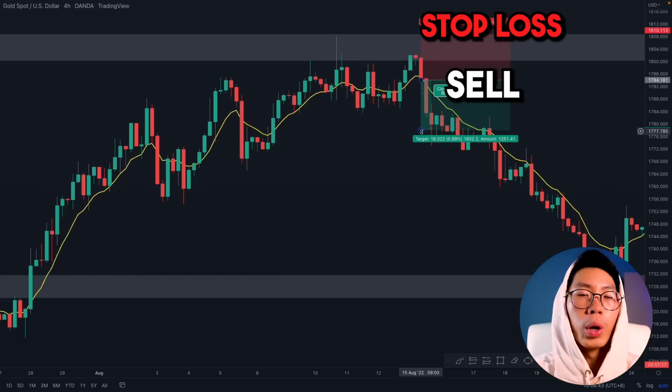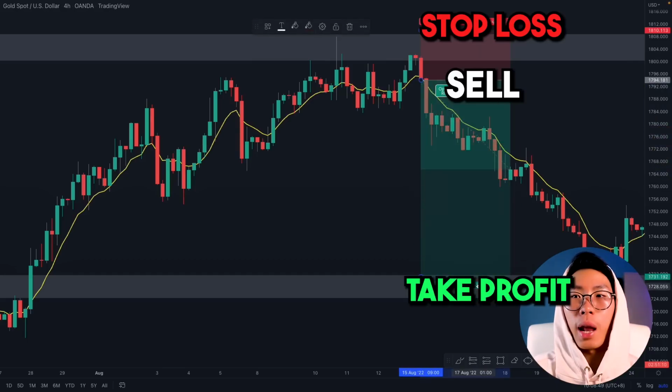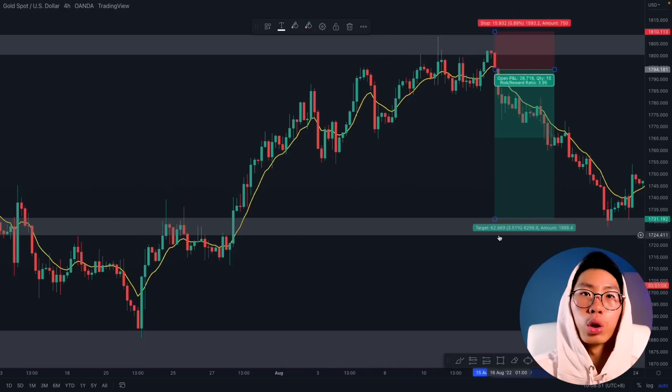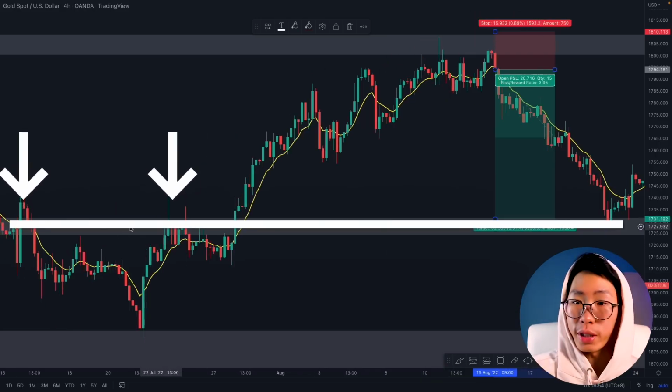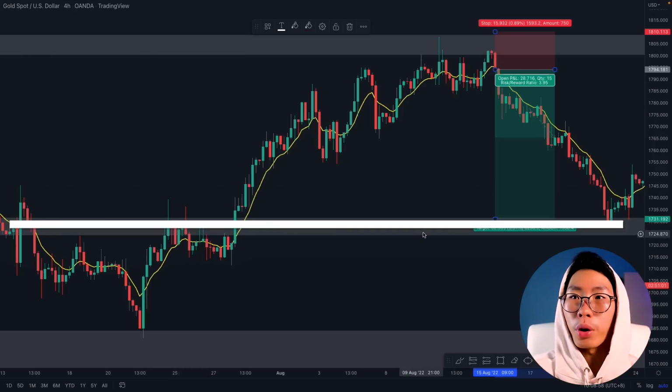And if you guys know me, you will know that I place my take profit at the next key level. So the next key level is all the way down here. The reason I marked this up as a key level is because if you look towards the left, it used to be a resistance level. You can see right here, it used to be a resistance level and now it's probably going to act as your support. So that will be my take profit.